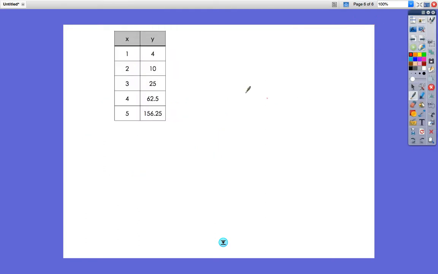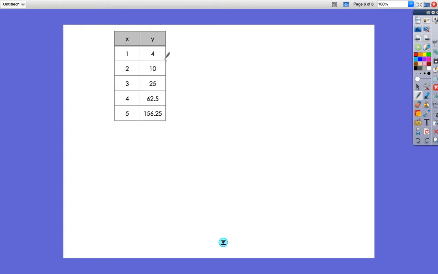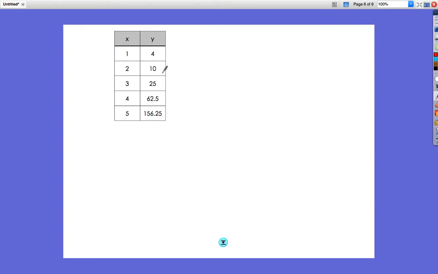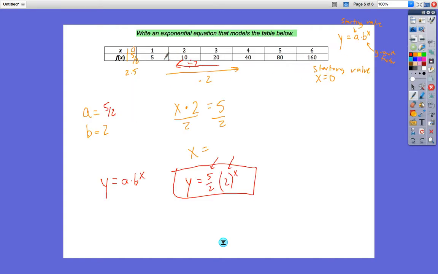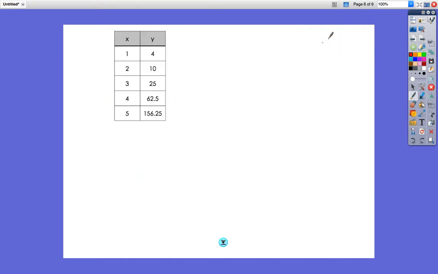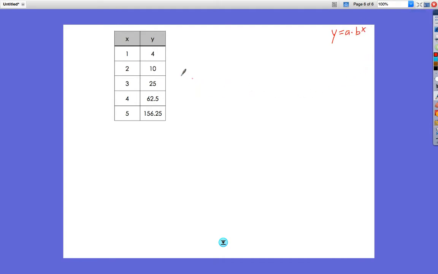So let me give you one more example because this one isn't so obvious. 4 times what is 10? 10 times what is 25? 25 times what is 62.5? I don't know. It's not so easy. The last one I could be like, oh, okay, 5, 10, 20, times 2. Easy. But we're looking for the same stuff. So a times b to the x. Now here's where we have to use that strategy.